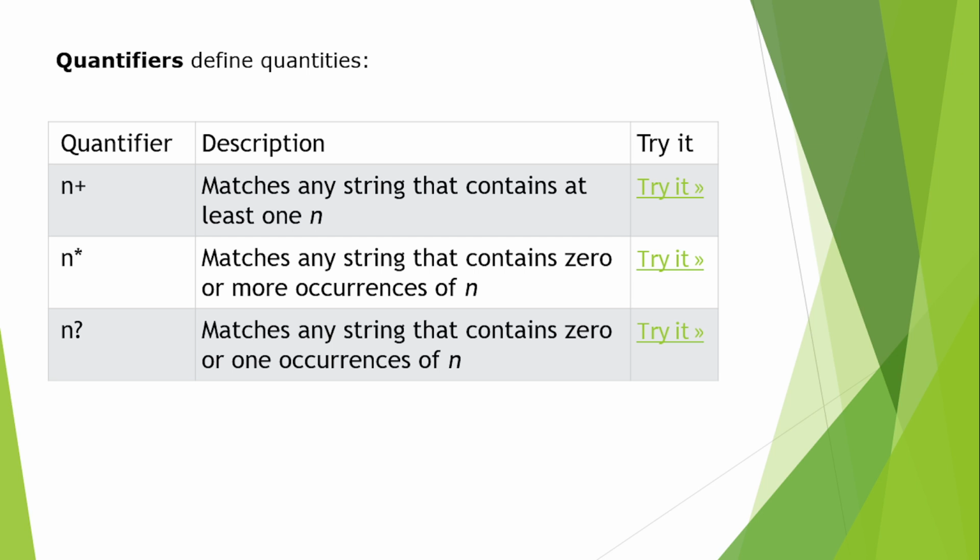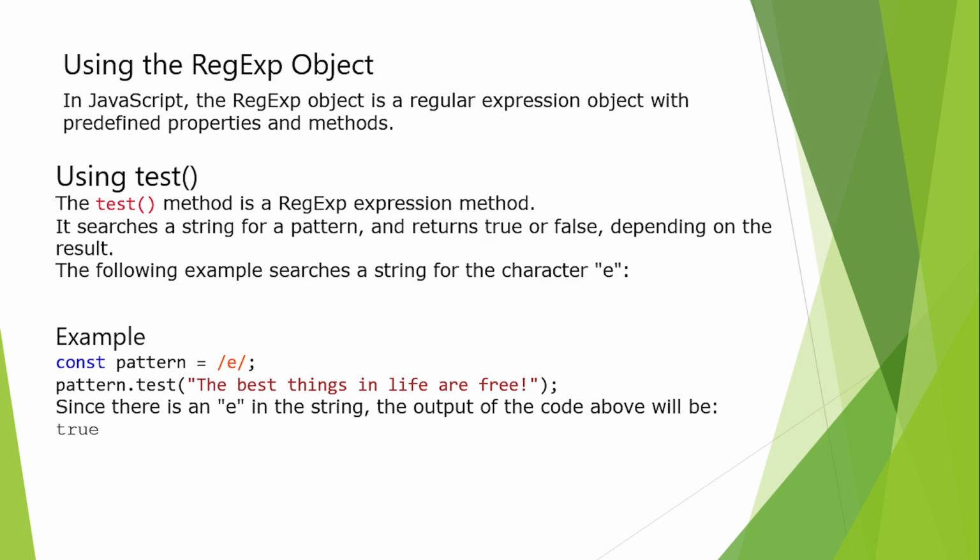Quantifiers define quantities. n+ matches any string that contains at least one n. n* matches any string that contains zero or more occurrences of n. n? matches any string that contains zero or one occurrences of n. Using the regular expression object. In JavaScript, the regular expression object is an object with predefined properties and methods.